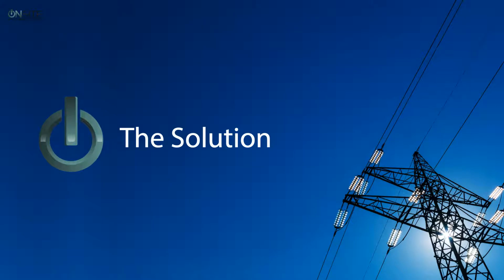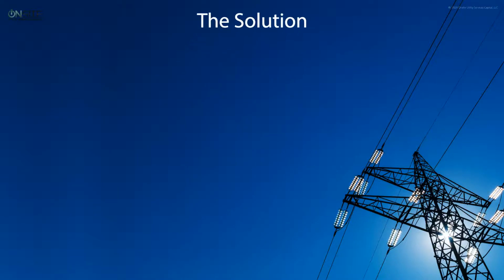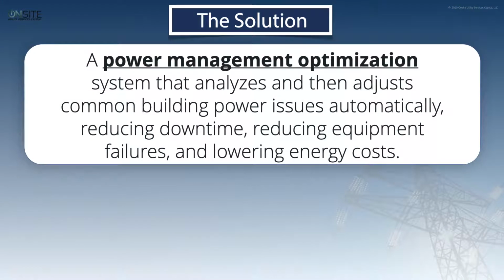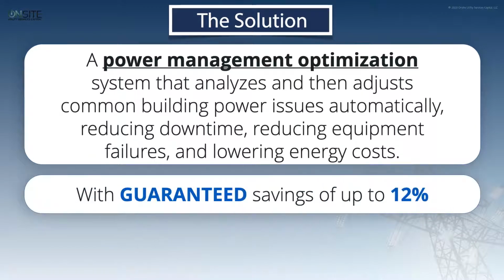What's the solution then? Well, the right solution is Power Management Optimization as a service that analyzes and then automatically adjusts your common building power issues, thereby reducing downtime, reducing equipment failures, and lowering your energy costs, with a guaranteed savings of up to 12% on your electric spend.